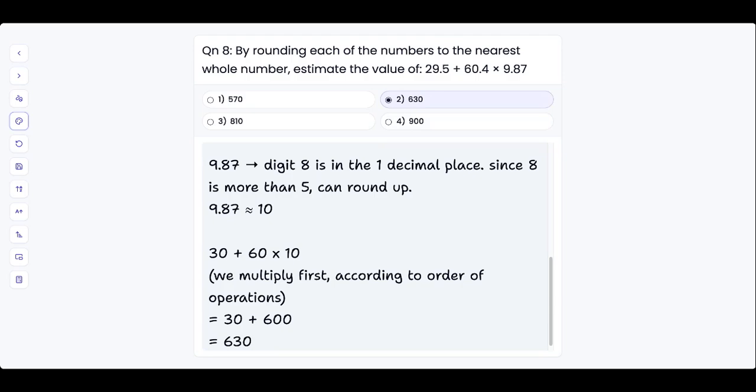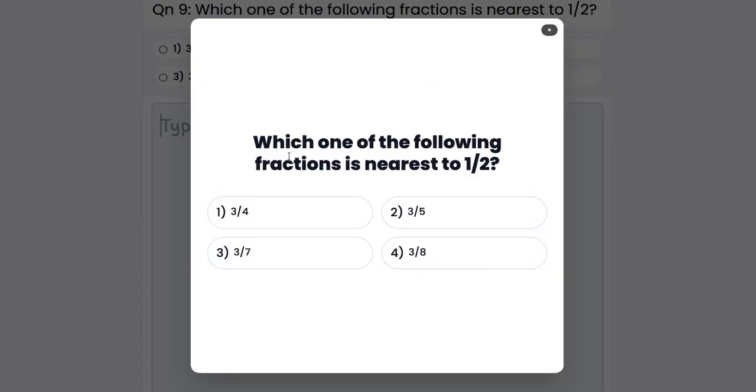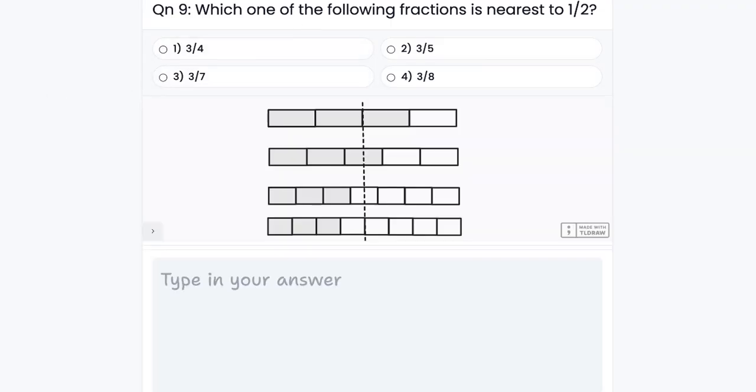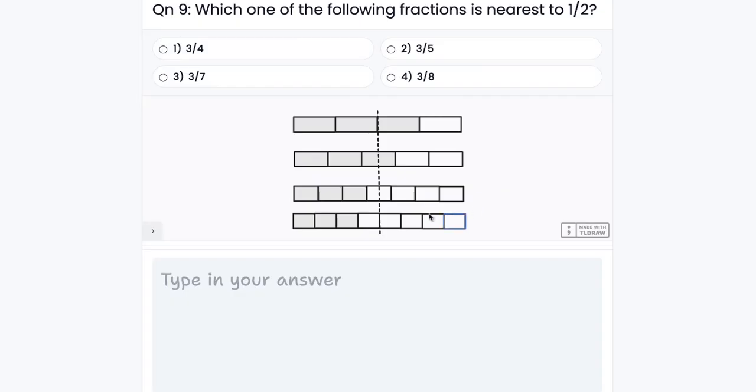There you go. All right, let's move on to the next question. Question 9. Which one of the following fractions is nearest to half? This is a bit of a tricky question, so I'm just going to help you visualize it a little bit more. We have 3/4, then 3/5, then 3/7, and the last one is 3/8.